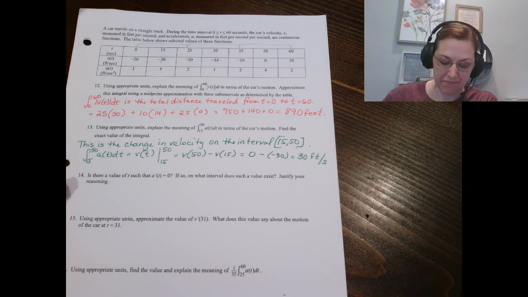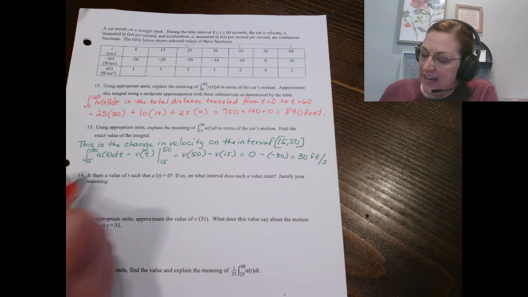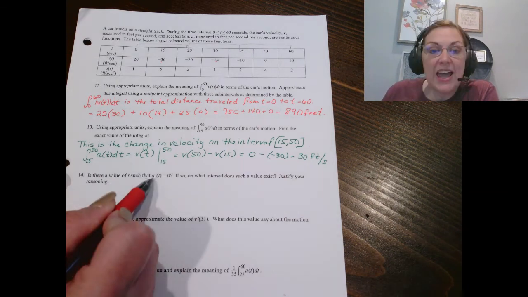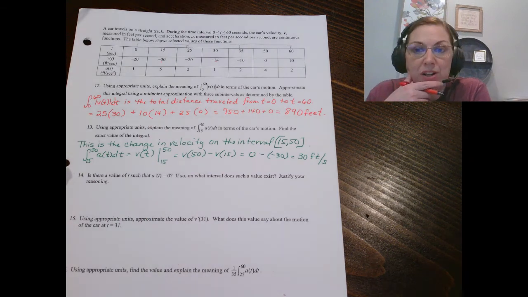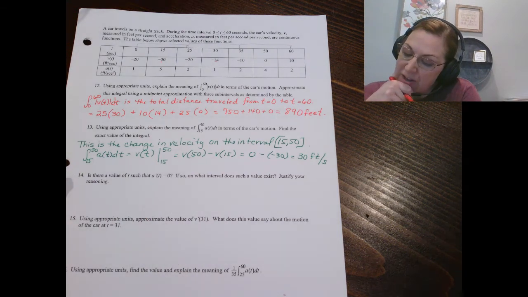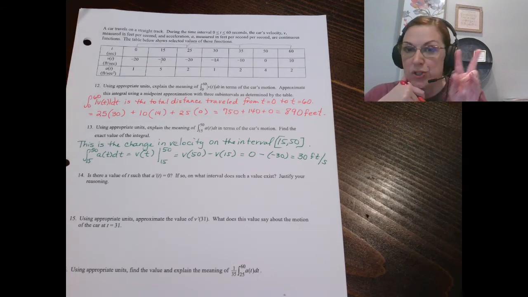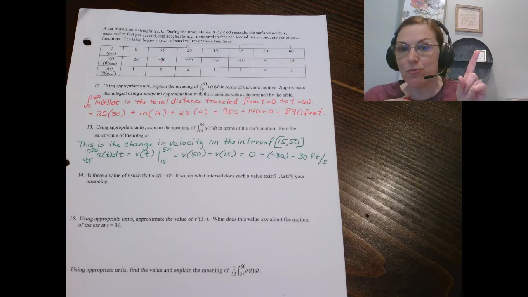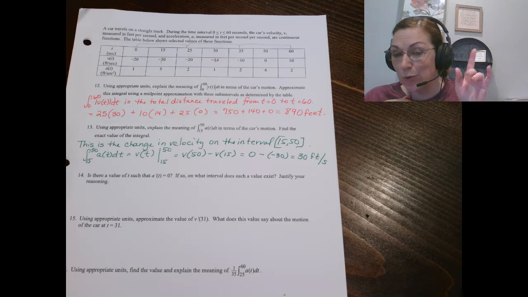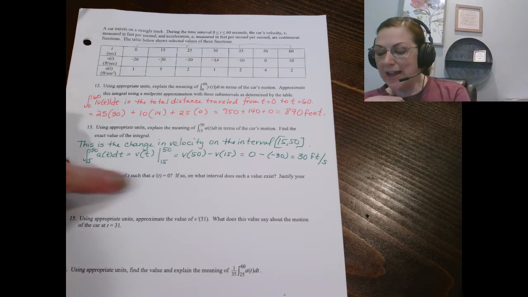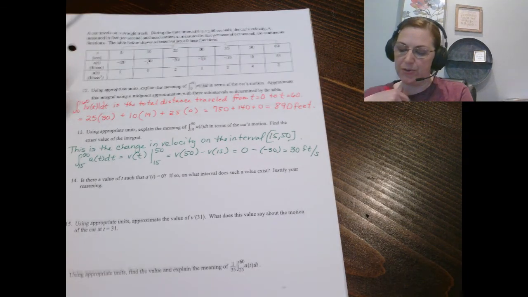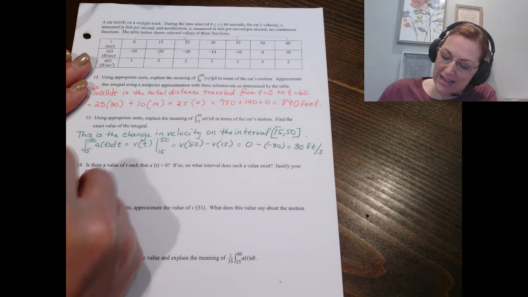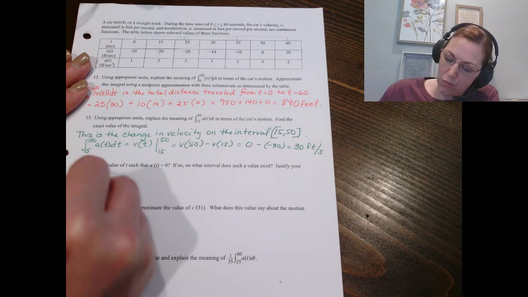Okay. Now look at number 14. Is there a value such that a prime of t equals 0? If so, on what interval does such a value exist? Justify your reasoning. Remember, only 2 theorems guarantee us a value for the derivative: Rolle's theorem and the mean value theorem. Rolle's theorem guarantees us that it equals 0. But I'm looking for a prime, so I'm going to look in this row. Is there a value such that a prime of t equals 0? Yes.